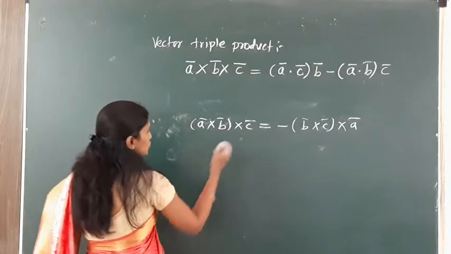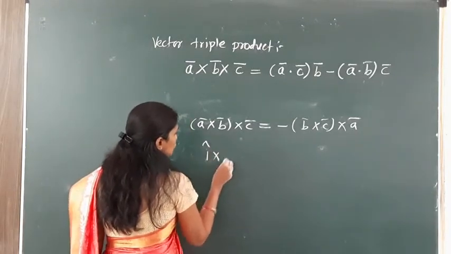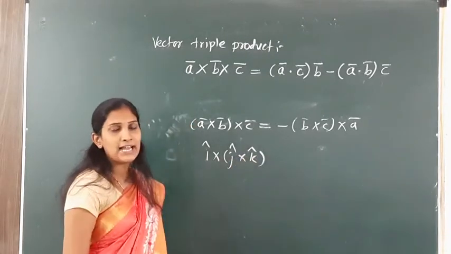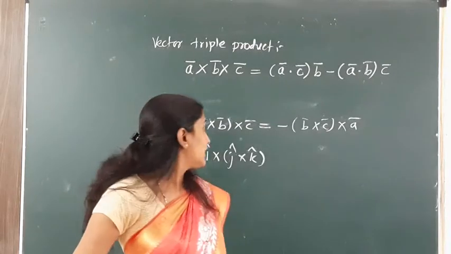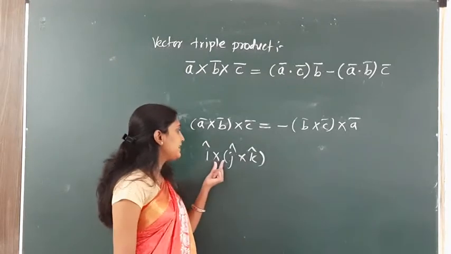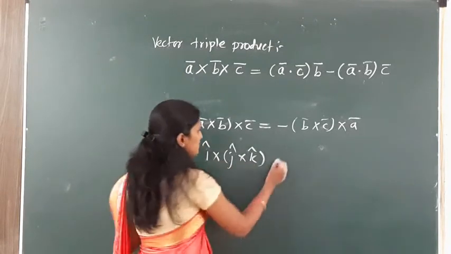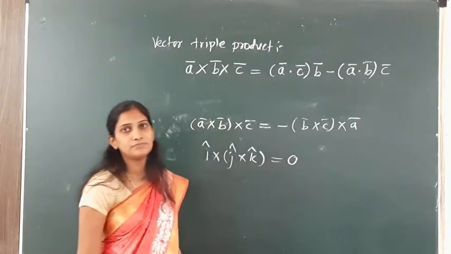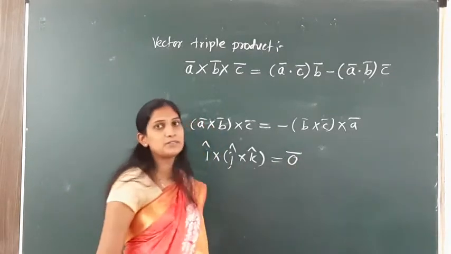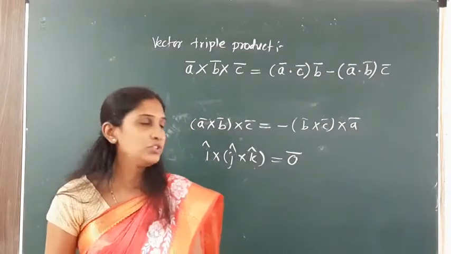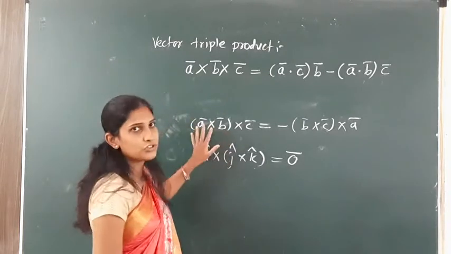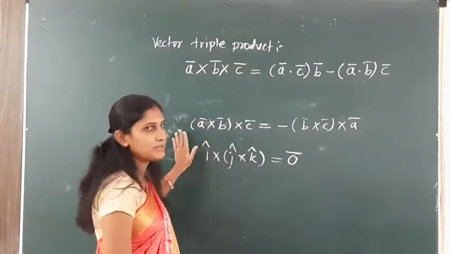Now what is the value of, suppose, I cap cross J cap cross K cap? In cross product, I cap cross J cap is equal to K cap. But here I cap cross J cap cross K cap is equal to 0. It will be the 0 vector because its value is a vector quantity. So it is 0. So this is the point for the CET and JEE examination.